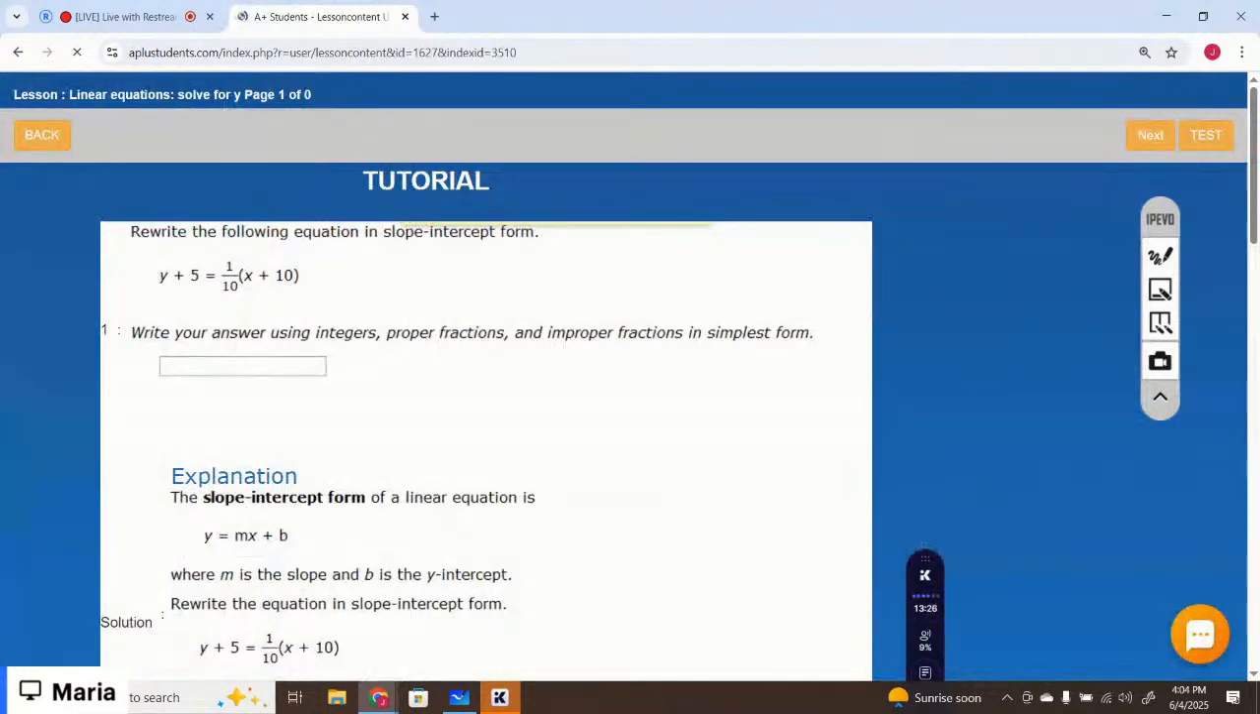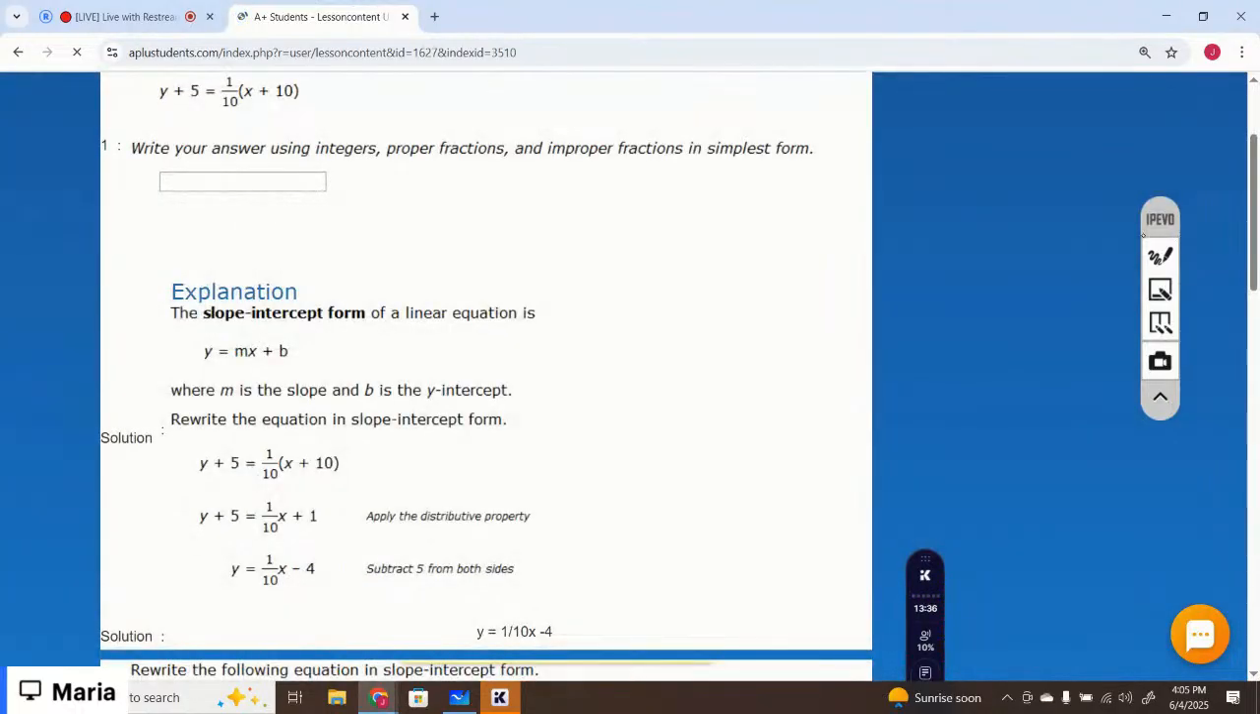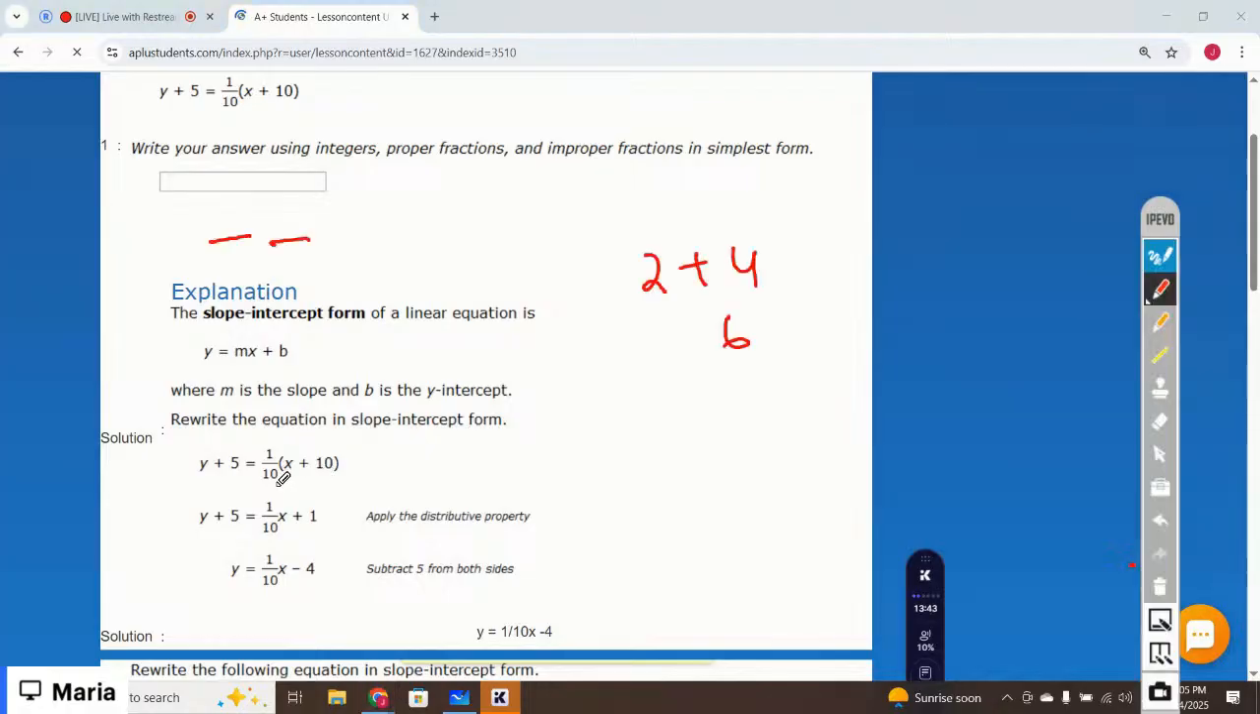Rewrite the following equation in slope-intercept form. So slope-intercept form of a linear equation is y equals mx plus b. So we need to isolate the y, right? So 1 by 10 times x is 1 by 10x, and 1 by 10 times 10 is 1. Now move 5 to the other side: y equals 1 by 10x minus 4.